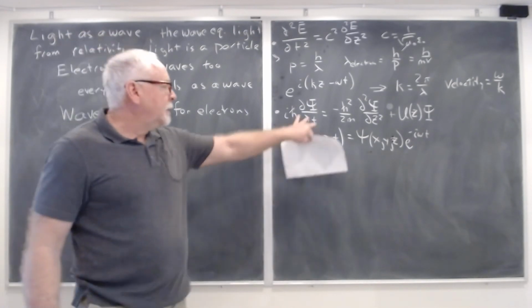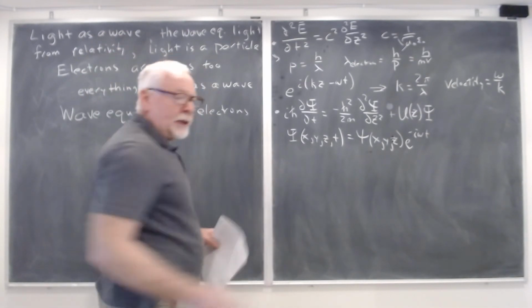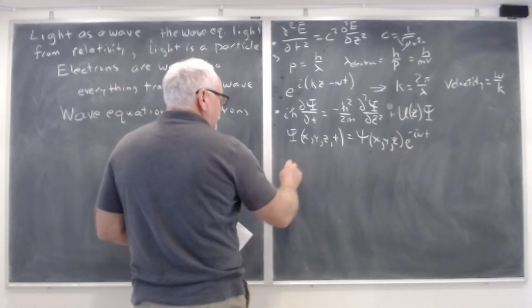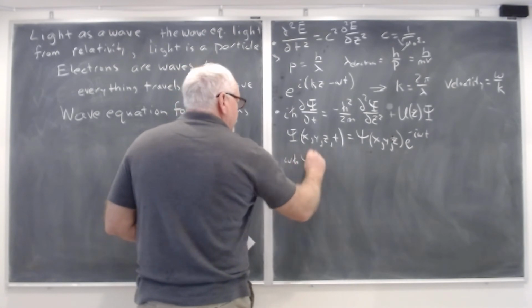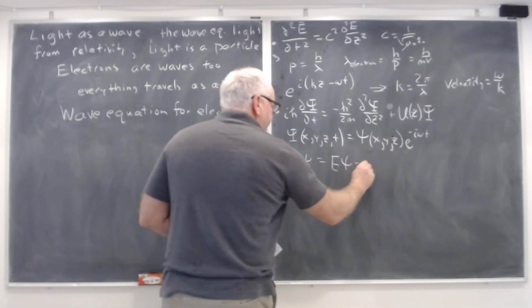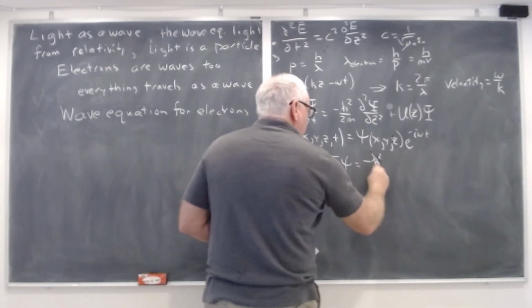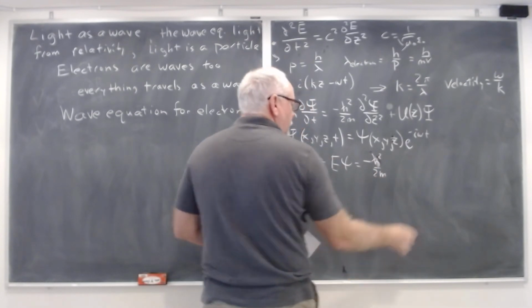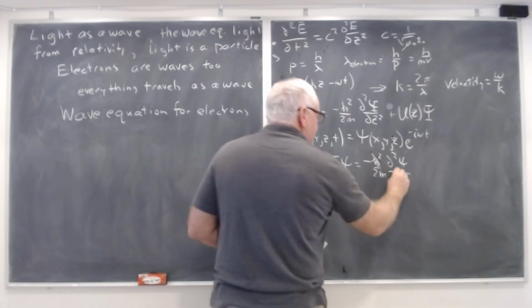And when you plug that into here, you get the time-independent Schrödinger's equation, which is that omega h bar little psi is negative h bar squared over 2m partial squared of psi, and I'll start using x.